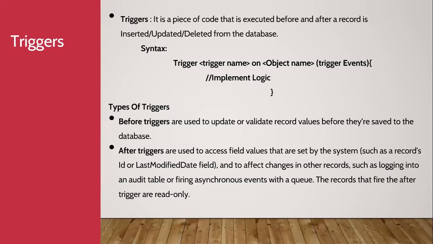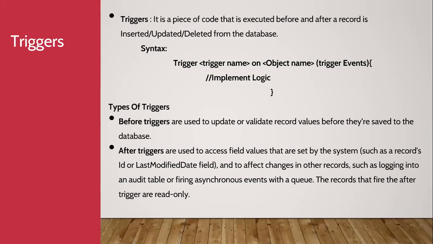So next, coming to triggers, as I explained initially, a trigger is just a piece of code that is executed when certain DML operations are performed, either before the operation is done or after the operation is done. The syntax is pretty simple for triggers. You just enter trigger followed by the trigger name, the object name on which you want this trigger to run, and the trigger events. I'll come back to what trigger events are, and then specify the logic you want within that particular trigger. So we have two types of triggers.